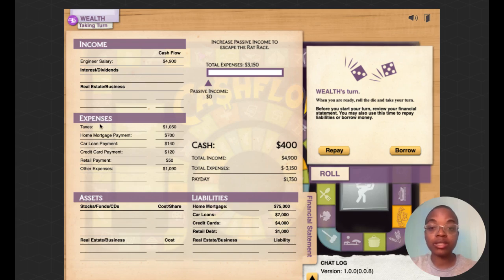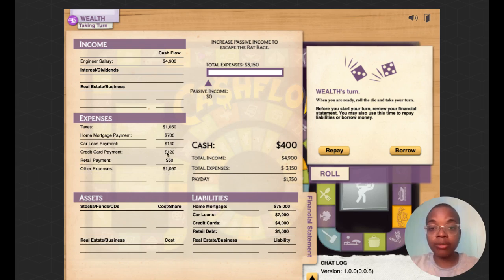And then there's expenses, right? These are constant types of payments and things that are at your expense that you have to pay out on a monthly or annual basis. This is monthly. So I have my taxes, right? I have a home mortgage payment every month of 700. I have a car loan payment, credit card, retail, and just other miscellaneous expenses as well.